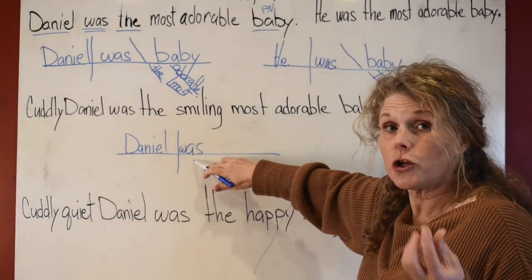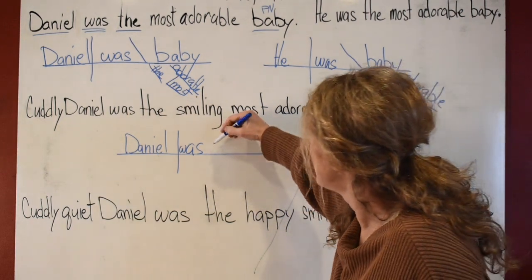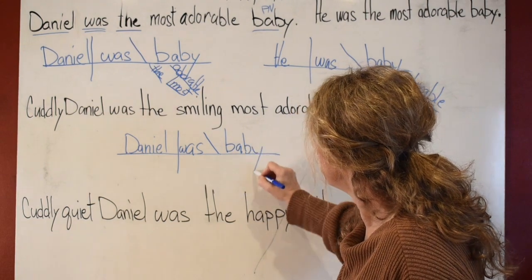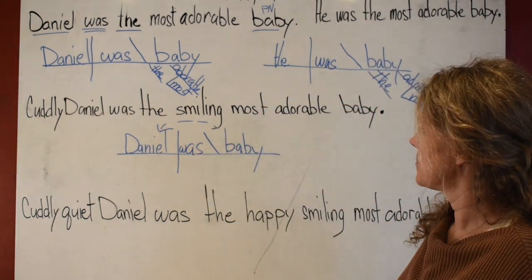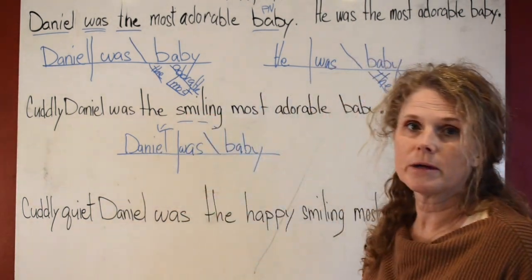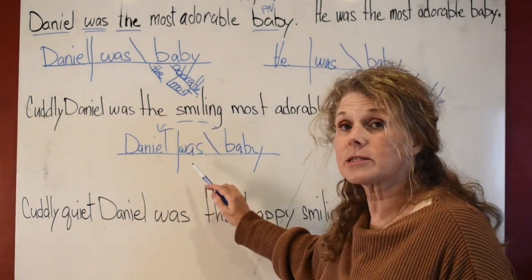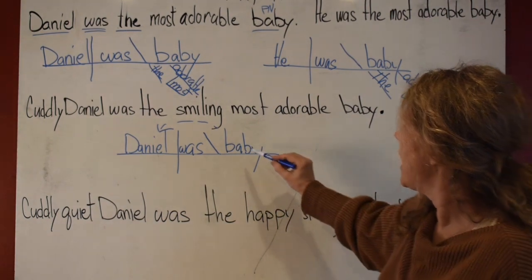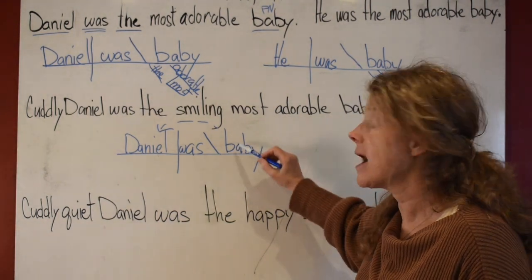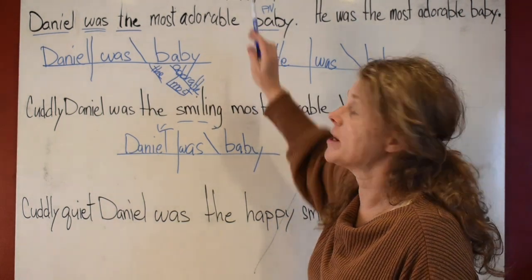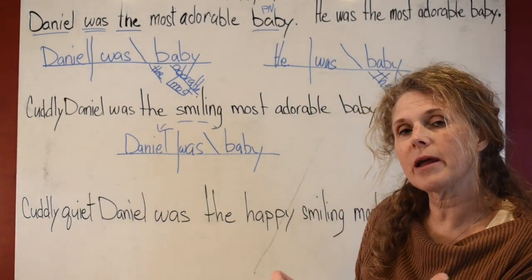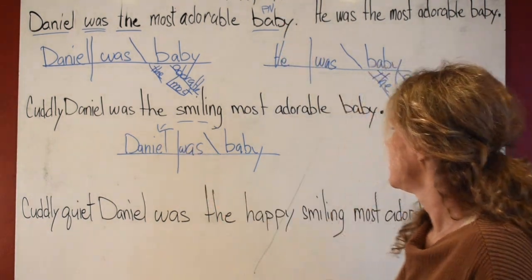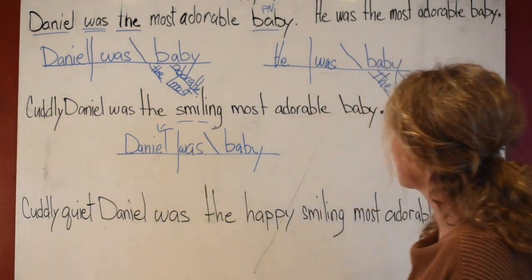Now, this is your linking verb. It's linking your predicate nominative, baby, back to Daniel. It's renaming Daniel. Since this is not an action verb, you know you're going to have a predicate nominative or a predicate adjective. And since this is a noun, you know that it is a predicate nominative, because predicate nominatives rename. They act as nouns. Predicate adjectives are adjectives that describe the subject.